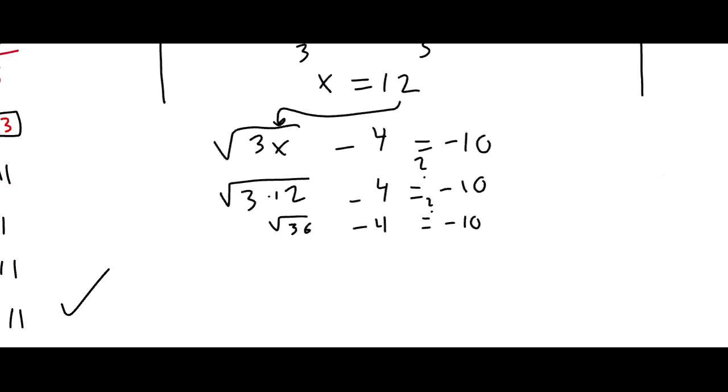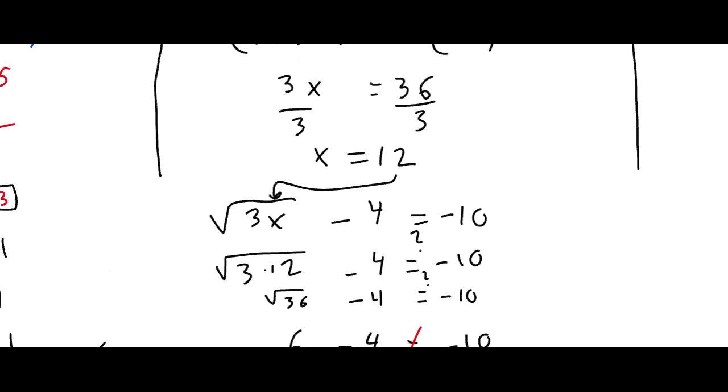Well, square root of 36 is 6. Does 6 minus 4 equal negative 10? No, of course not. 6 minus 4 does not equal negative 10. So that means we did all the math right, but our answer, the x equals 12, did not work. And since that's the only answer we got, that really means there is no solution.